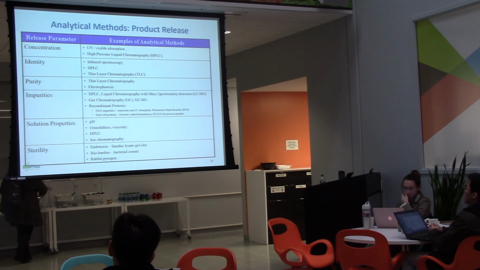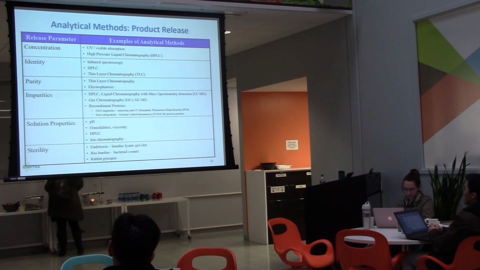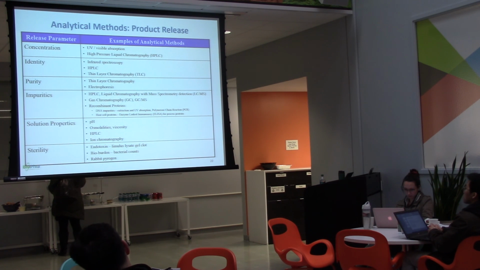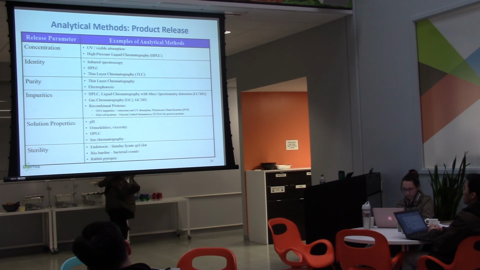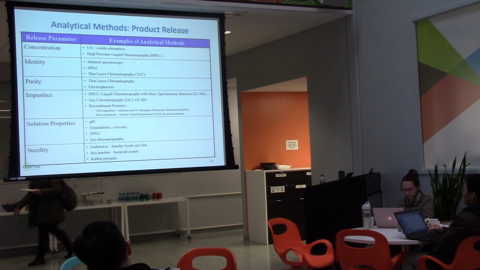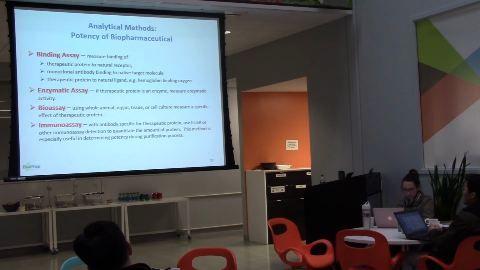Next slide. So again, the attributes on the left side and some examples of specific analytical methods. You guys probably are pretty well versed with most of these, I would think. So the rabbit pyrogen test is still listed, but I think most companies are trying to get away from that test using other tests such as the monocyte activation test and so on. Next slide.